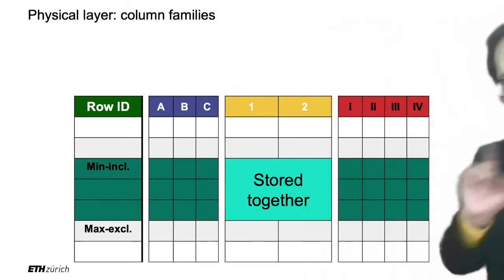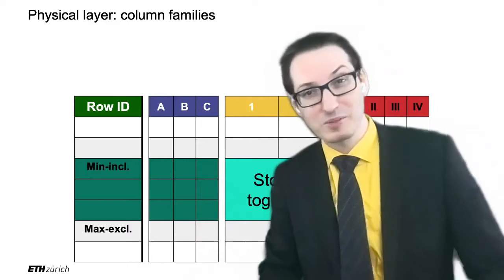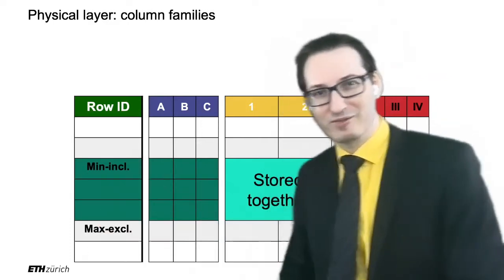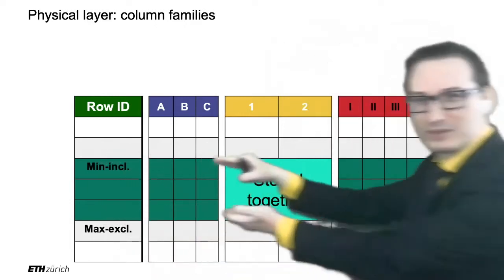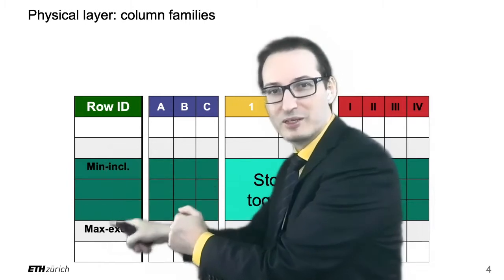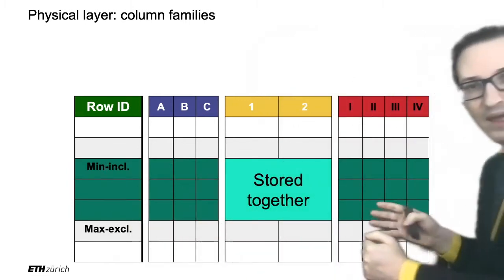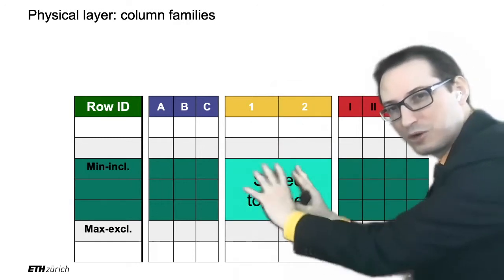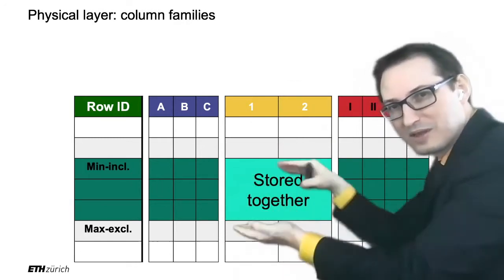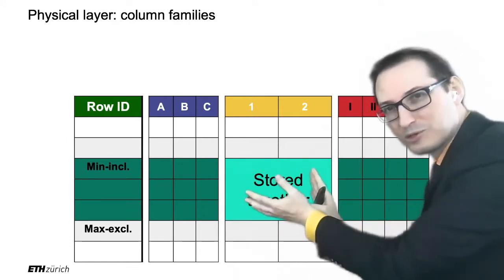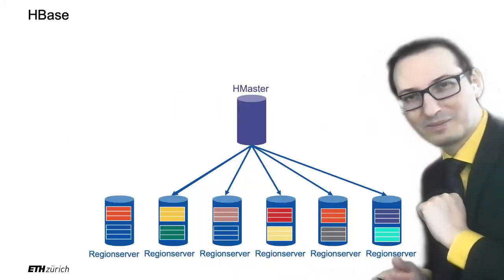So we saw that we partition things because we love to partition things in big data. We partition files into blocks in HDFS. And here we like to partition the rows as regions, with a minimum inclusive and maximum exclusive. Furthermore, we also partition in column families, and this is what we store together in HDFS. So this is the intersection of a region and of a column family. This is what we'll call a store for the purpose of the lecture.